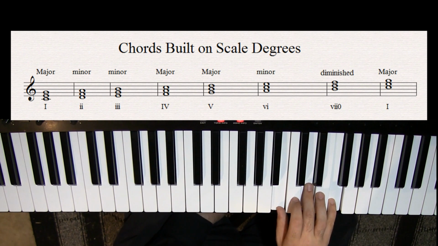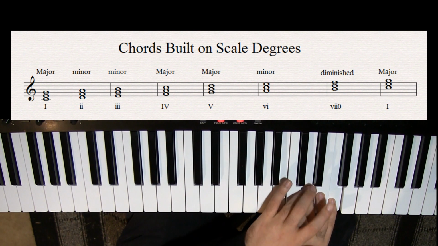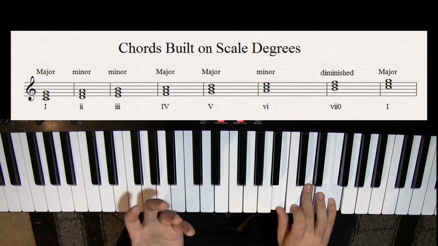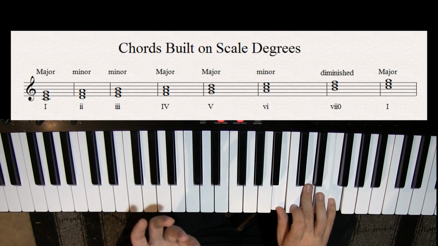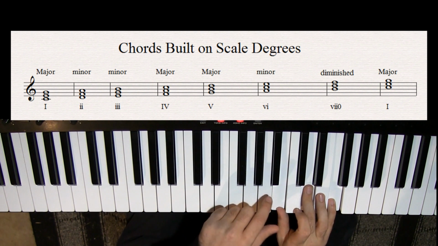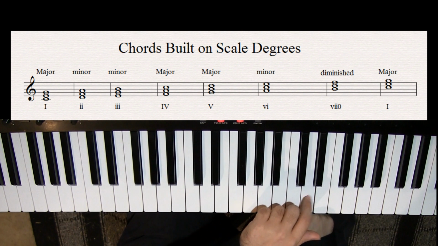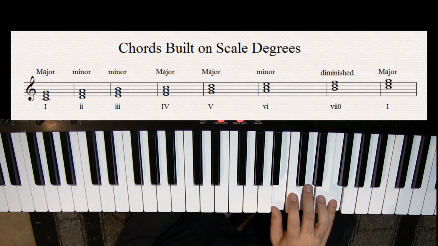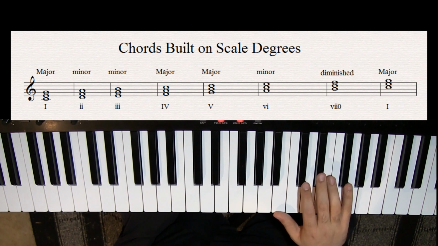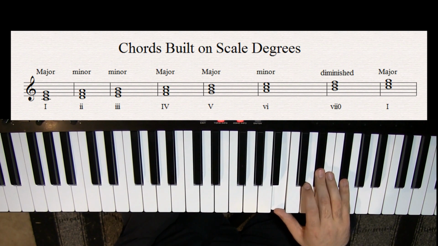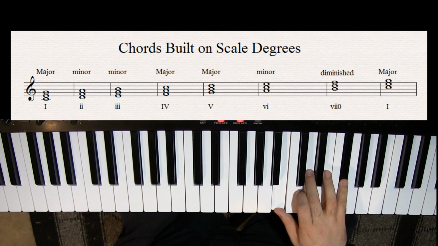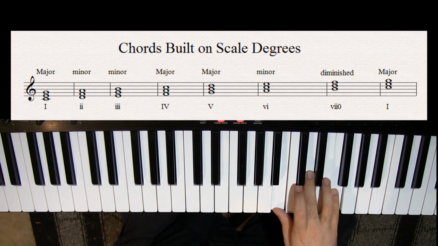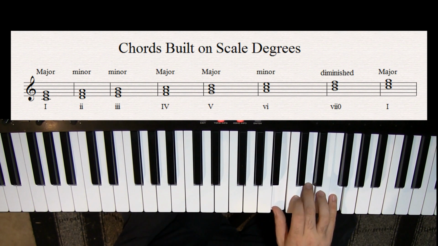Remember that a diminished chord has only 3 half steps between the first and the third, and only 6 half steps between the first and the fifth. So we have the first, 1, 2, 3, 4, 5, 6. So there's our fifth, like so. So that's a diminished chord. Remember that when we have a major chord, to get to diminished, we have to lower the third by 1 half step and the fifth by 1 half step. And that gives us that diminished chord.